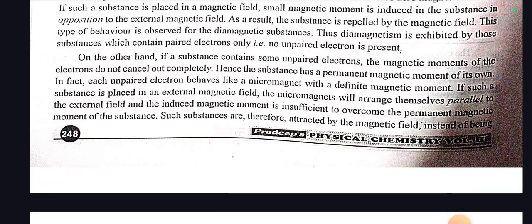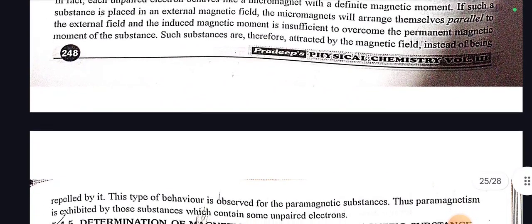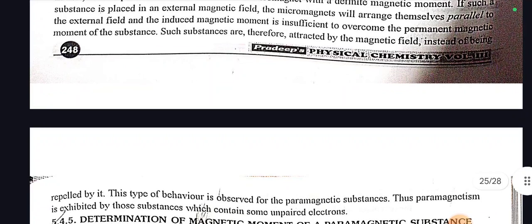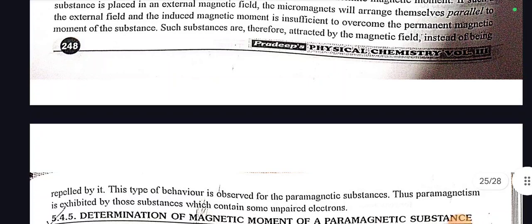On the other hand, if a substance contains some unpaired electrons, the magnetic moments of the electrons do not cancel out completely. Hence, the substance has a paramagnetic moment of its own. In fact, each unpaired electron behaves like a micromagnet with a definite magnetic moment. If such a substance is placed in an external magnetic field, the micromagnets will arrange themselves parallel to the external field, and the induced magnetic moment is insufficient to overcome the paramagnetic magnetic moment of the substance.